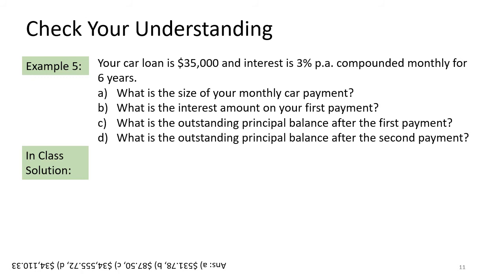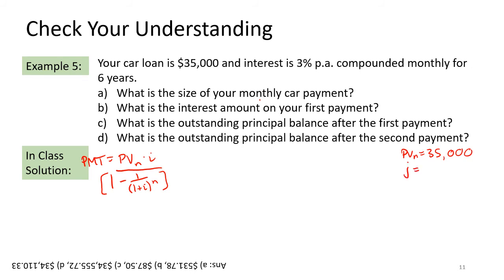Okay, so again, starting with our building blocks for these questions is payment. So payment is equal to our present value times our periodic interest rate divided by 1 minus 1 divided by 1 plus the periodic interest rate to the exponent n. Okay, so again with my sidebar, our present value in this case is $35,000. It's your car loan.